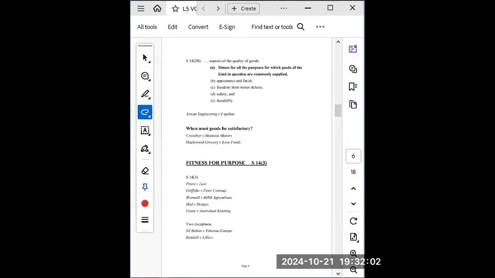But now we've got 14.2(b), which is an amendment. It's saying goods must be fit for all purposes. What I'm saying is we're not really sure what that means. Does it mean Aswan Engineering is no longer good law? Let me make up an example. Let's say I go to a shop and I buy a Ming vase. I pay 20 million US dollars for the Ming vase.